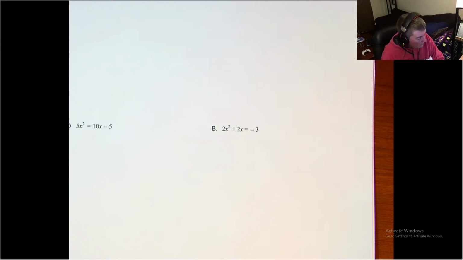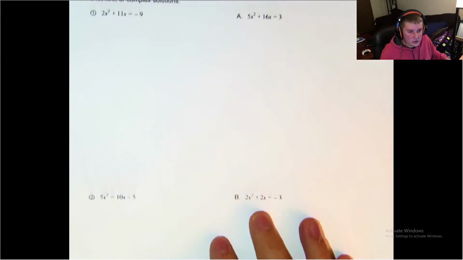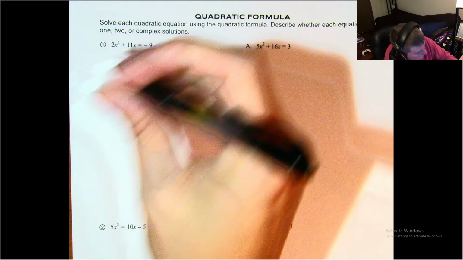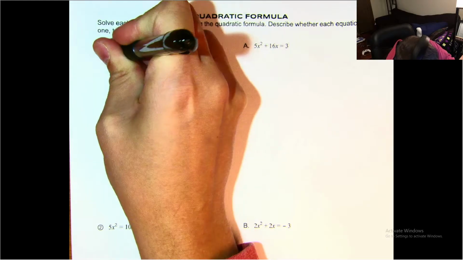Okay, so now we're going to solve each quadratic equation using the quadratic formula, and then we want to determine what kind of solutions our quadratic equation has. Just like any other quadratic equation, we want to have it set equal to 0. We're trying to find the value when it's set equal to 0 because that allows us to factor. Really, the only time we don't do that is when we're completing the square. So for this problem, we want to add 9 to each side.